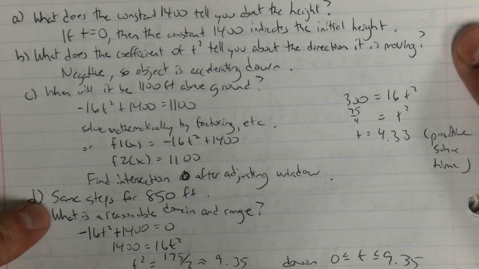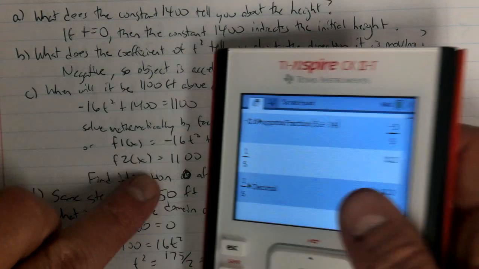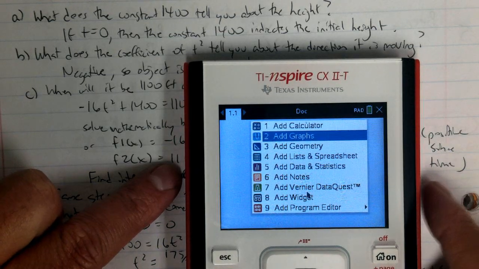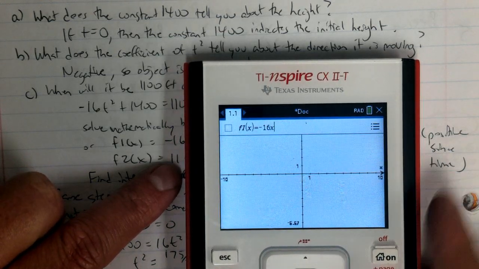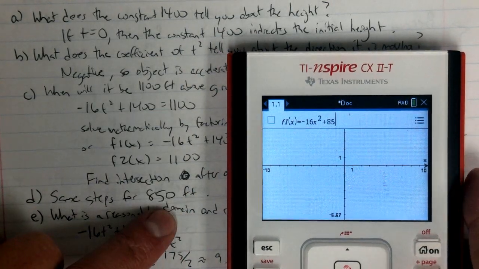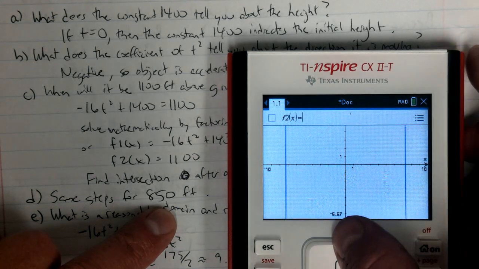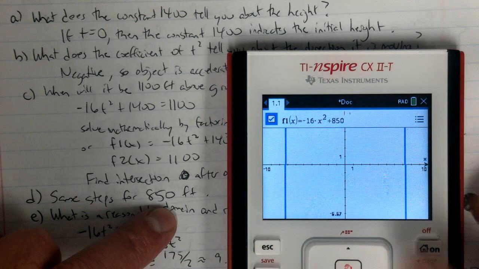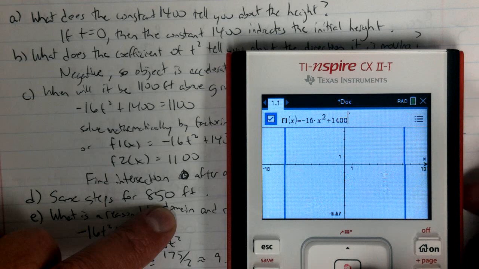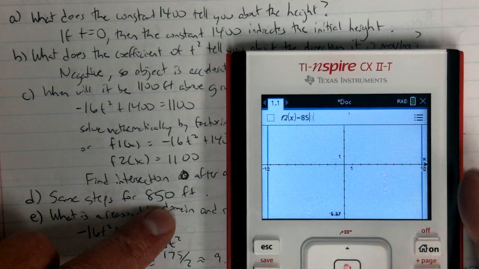Then you would do the same steps for 850 feet. So again, just to show you this, you would set -16 x squared plus, in this case, 850. I'm sorry, I just typed that wrong. Plus 1400, because that doesn't change. The part that changes is this would be F2 equal 850.